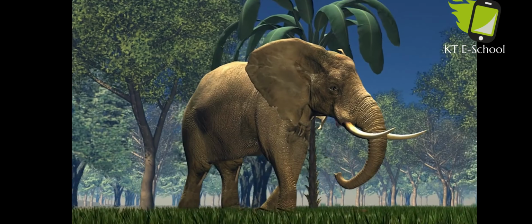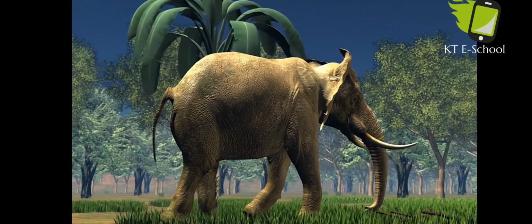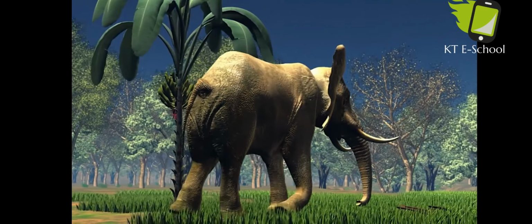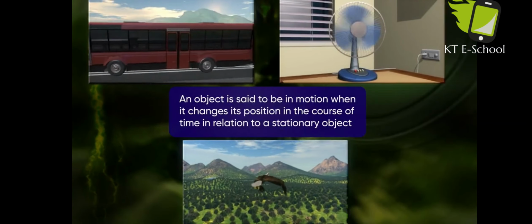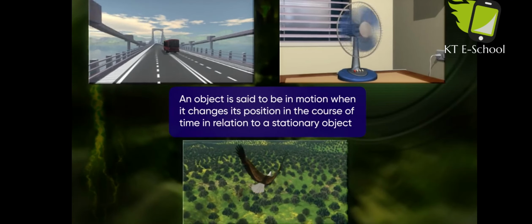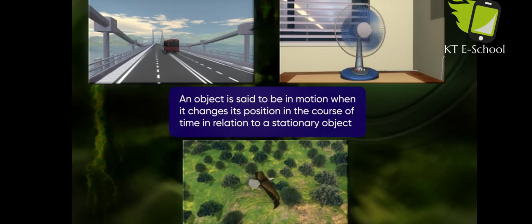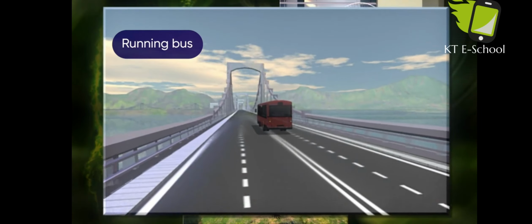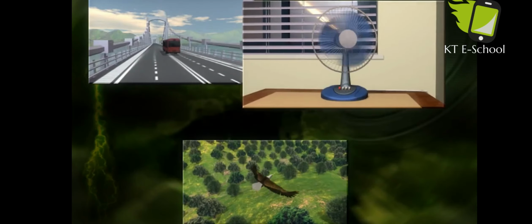Initially, an elephant is standing near a tree. A few minutes later, it moves away from the tree. An object is said to be in motion when it changes its position in course of time in relation to a stationary object. For example, a running bus, a rotating fan, a flying bird, etc.